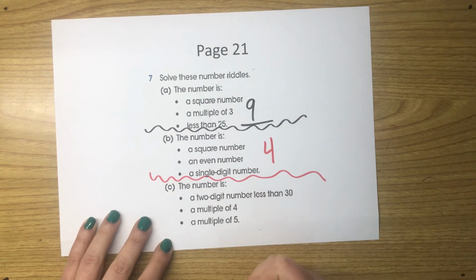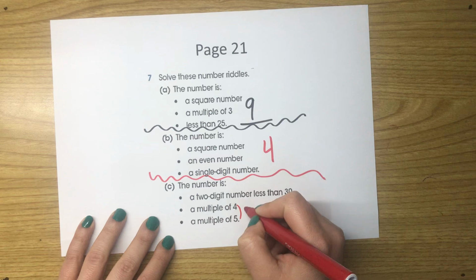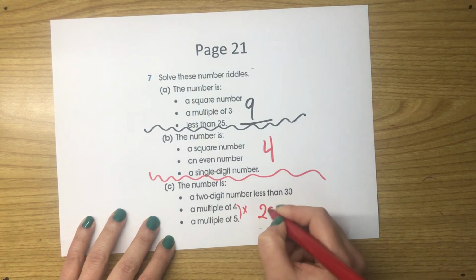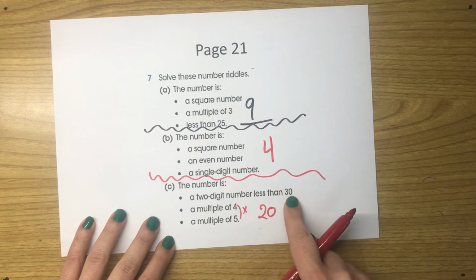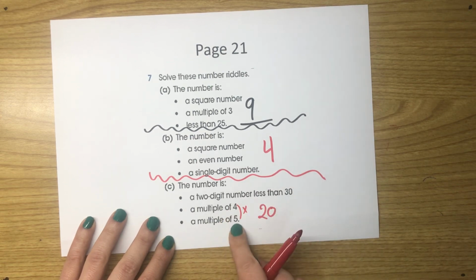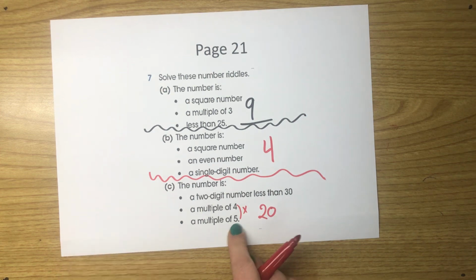Guys, there's a very simple idea: multiply these numbers together. Right? So, 20. Is 20 less than 30? Yes. Multiple of 4? Yes. Multiple of 5? Yes. So this one is done.